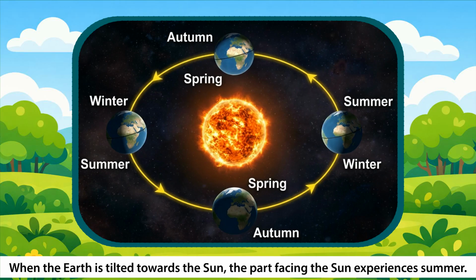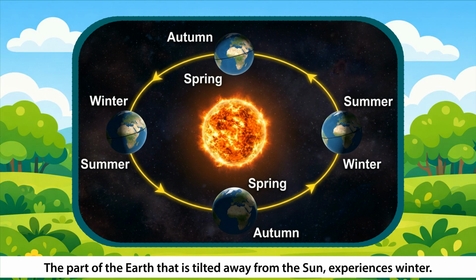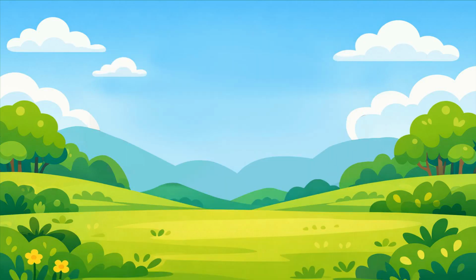When the earth is tilted towards the sun, the part facing the sun experiences summer. This part receives more heat as the sun's rays are stronger. The part of the earth that is tilted away from the sun experiences winter. The sun's rays are less strong here.